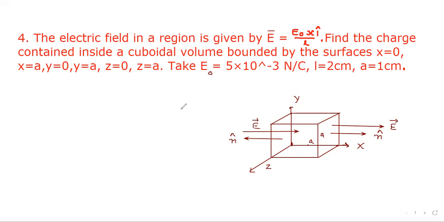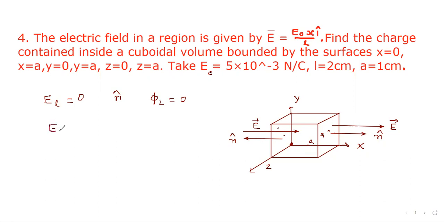So here we have to find out the electric field on the left face. It is directed along the x-axis, so only we will consider this face and this face. So E left will be equal to E0 times, at this point the value of x is 0, so it will be 0, and n cap is in this direction. So if we find flux in the left face, it will be 0. Now consider this right face.